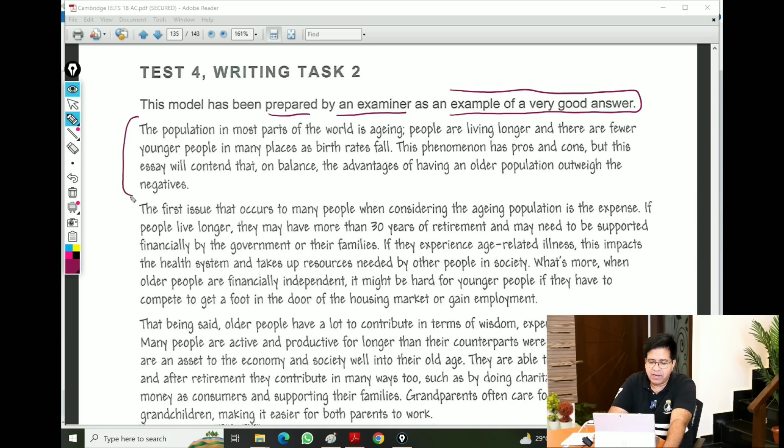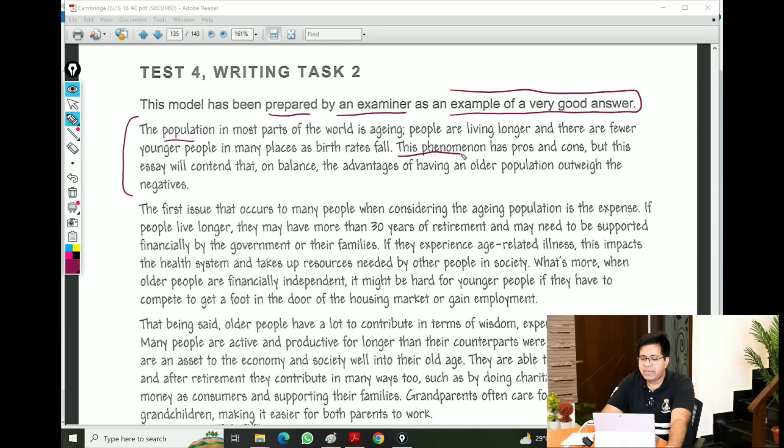Now, the first paragraph, introduction. Population in most parts of the world is aging, semicolon. People are living longer, and there are fewer younger people in many places as birth rates fall. This is a complex sentence. So, write it down in your notebook and try to write at least 5 to 10 complex sentences like that. This is a general sentence about the topic, aging population and benefits of aging population.